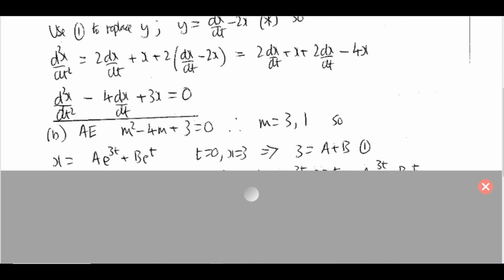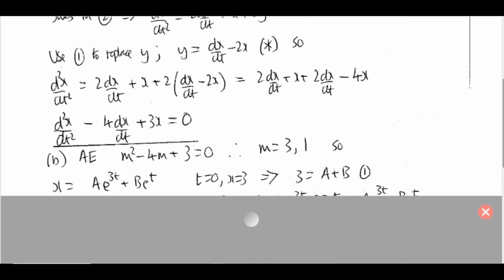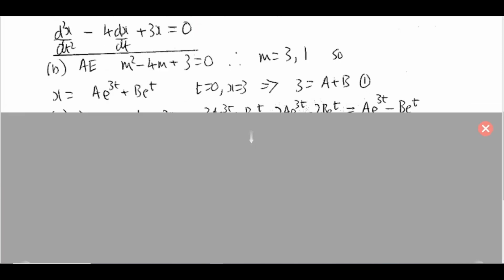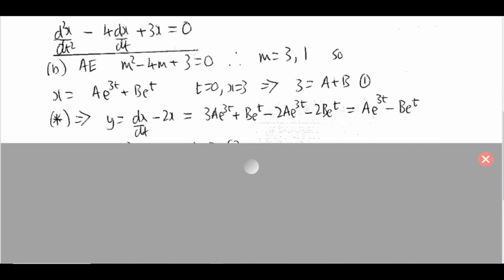Because we know when t is 0, x is 3, we get 3 is a plus b. Then to get my expression for y, I'm going to go back to this rearrangement: y is dx by dt minus 2x, and use my general solution for x to get a general solution for y. So that will give me dx by dt, which differentiating the line above is 3a e to the 3t plus b e to the t, minus 2x is minus 2a e to the 3t minus 2b e to the t. And it is sensible to collect together like terms now. So y is a e to the 3t minus b e to the t.